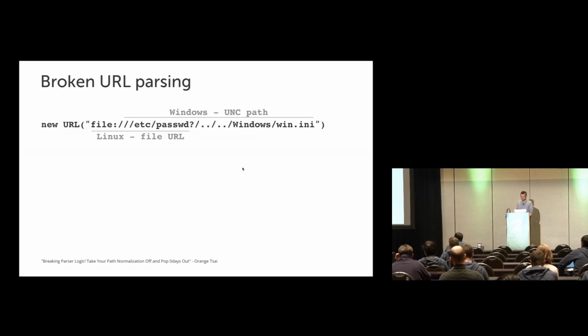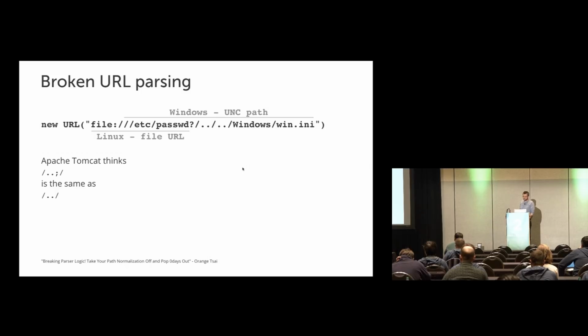And then there's a guy called Orange Tsai, who's been doing a lot of research lately into URL parsers. He found that this URL here would be parsed differently depending on if it was parsed on Windows or Linux. On Windows, it would see the whole thing as one path. But in Linux, it would see the first part as the file, and what comes after the question mark would just be disregarded.